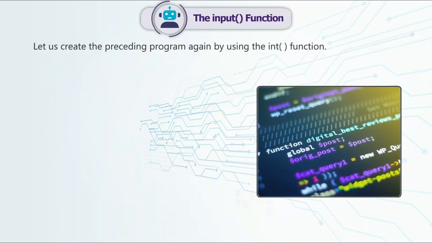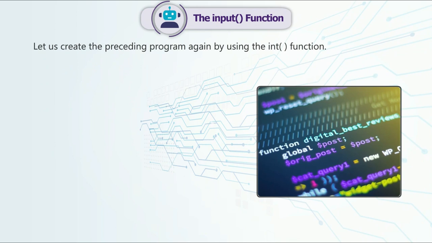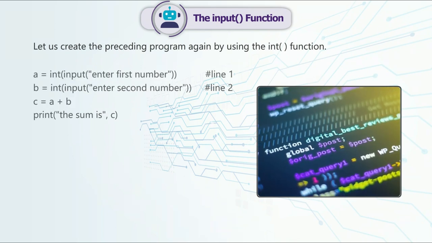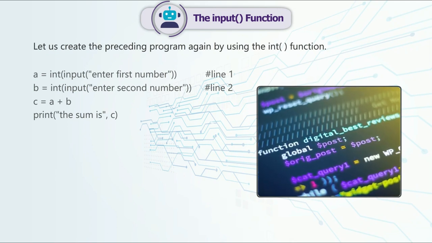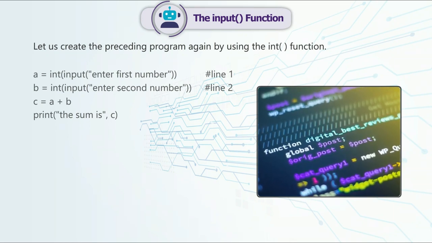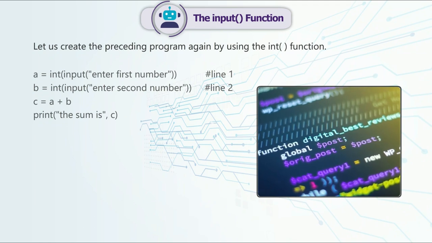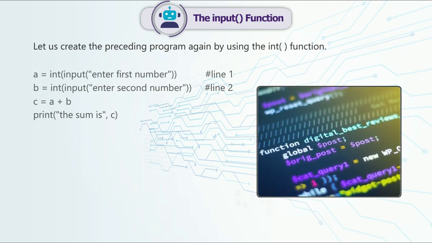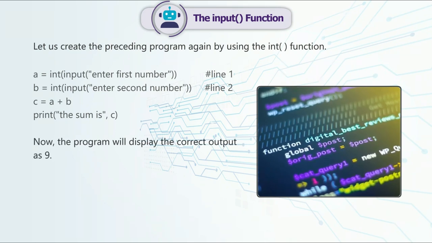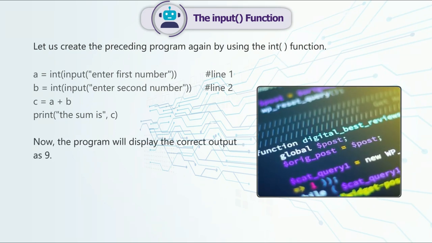Let us create the preceding program again by using the int function. A = int(input("Enter first number")) #line 1. B = int(input("Enter second number")) #line 2. C = A + B. print("The sum is", C). Now the program will display the correct output as 9.